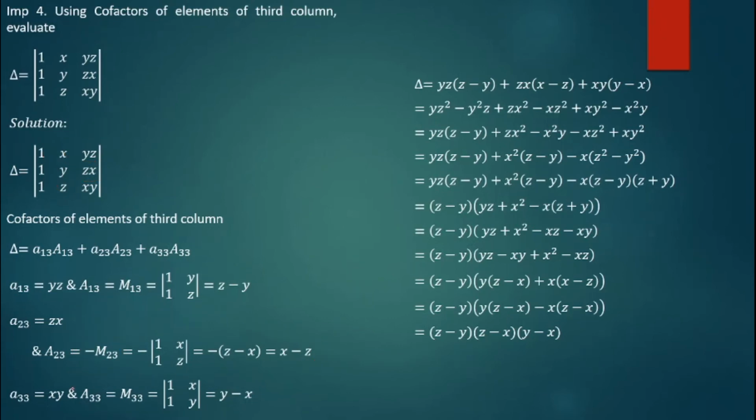Next, a33 equal to xy, cofactor of a33 equal to positive M33 equal to 1 into y minus 1 into x, that is y minus x.